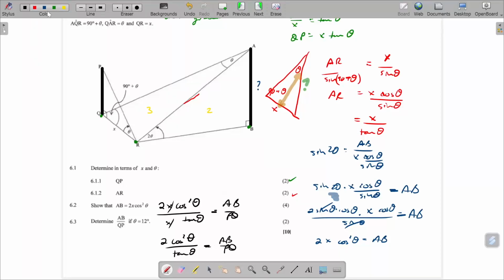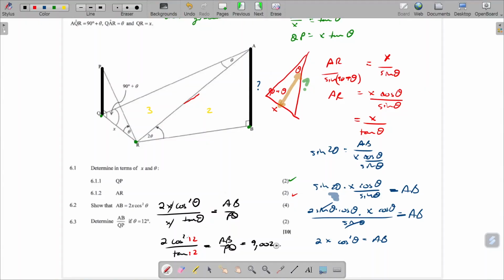But they do tell us that theta is 12. So all we're going to do is simply take out that theta and put a 12 in, because it tells us theta equals 12. So for me, 2 times cos 12 times cos 12 divided by tan 12 equals, and I get an answer of 9.002. So we're going to say it's almost equal to 9.